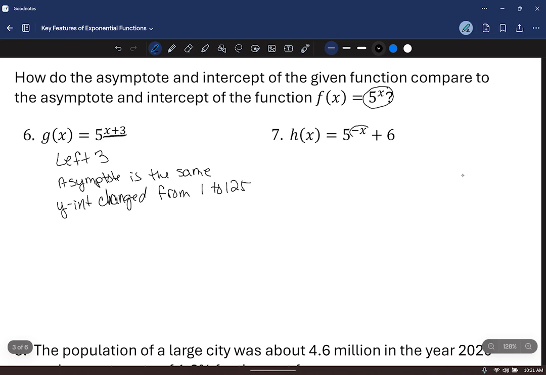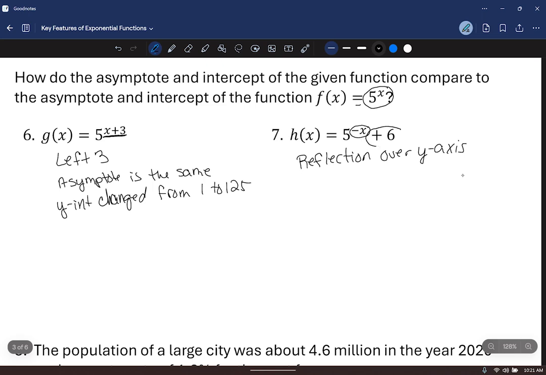All right, so number 7. We're multiplying a negative times this x up here. So if you have a reflection over the x-axis when you put the negative out front, then you would have a reflection in the y-axis. So we have a reflection over the y-axis.